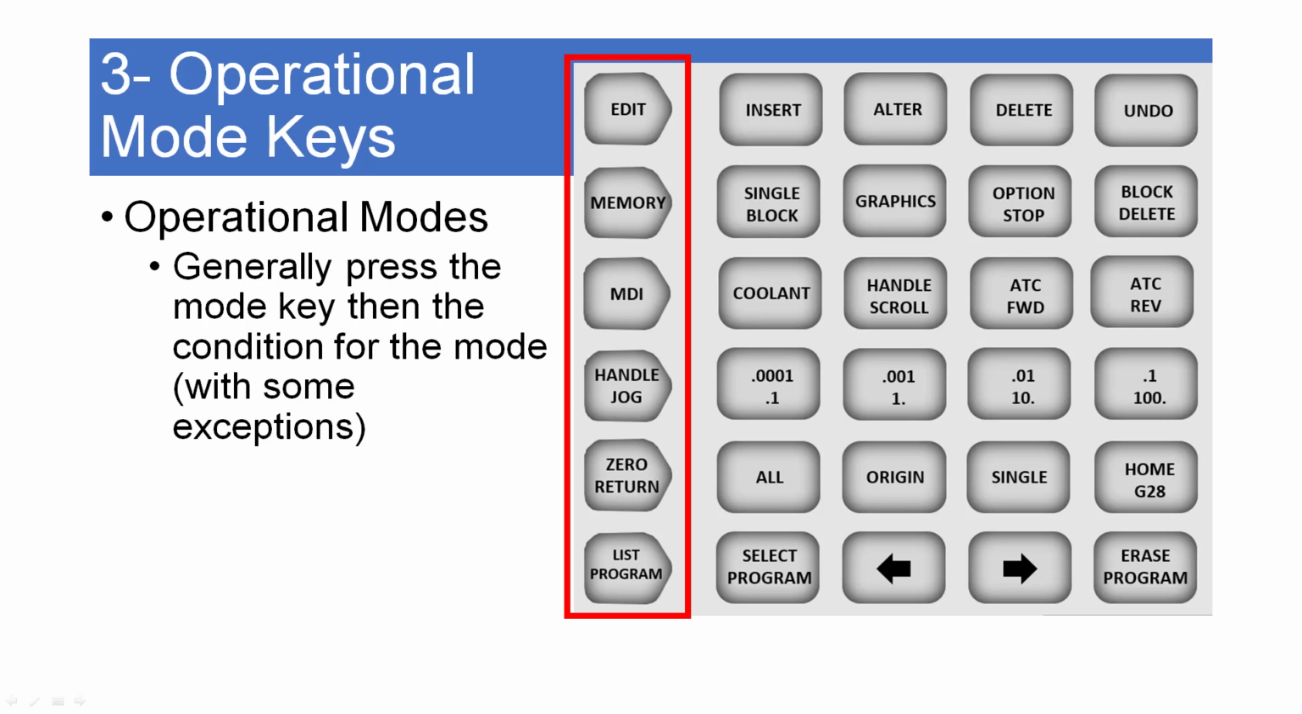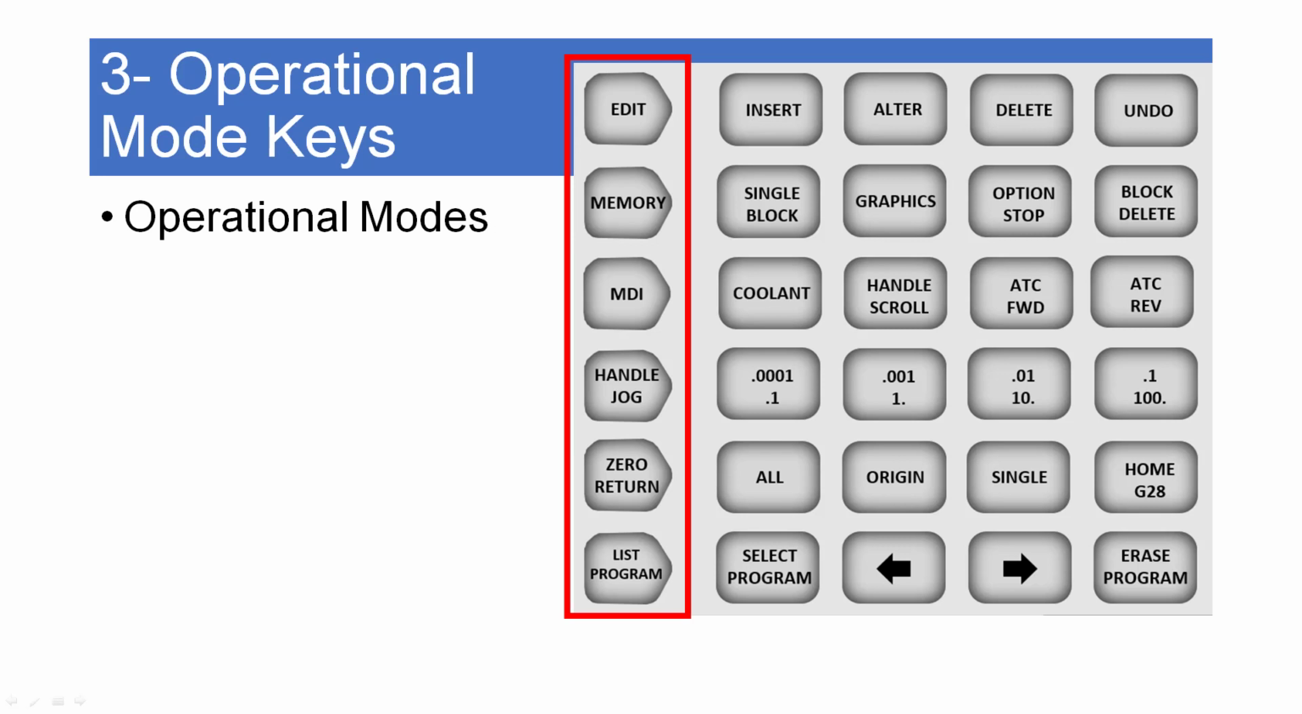The operational mode keys should be pressed prior to the buttons on their right. The mode sets the operation condition, and the rectangular keys on the right generally set how that condition is used. Of course, like everything, there are exceptions, such as the coolant key, which will toggle the coolant on and off regardless of the operational mode. Let's look at these keys in each of the 6 modes.